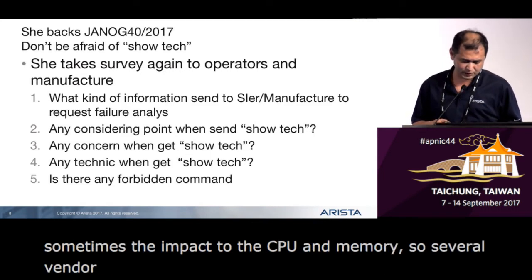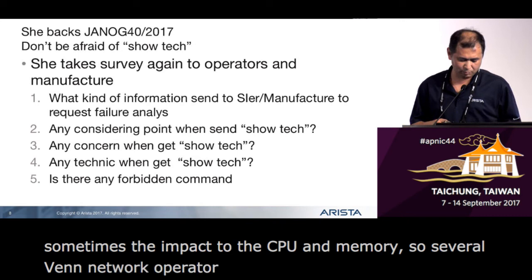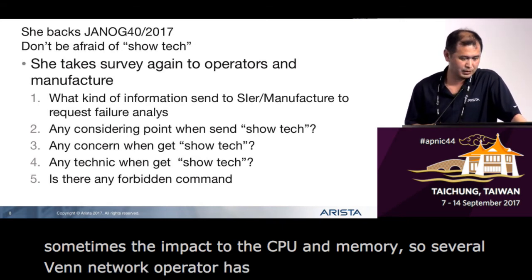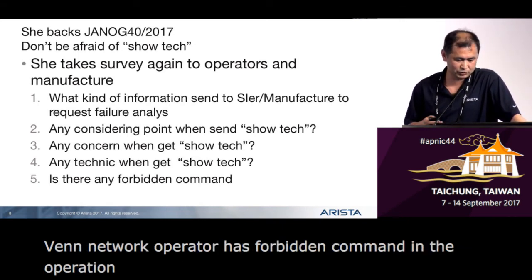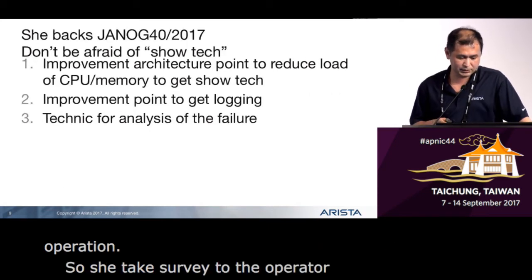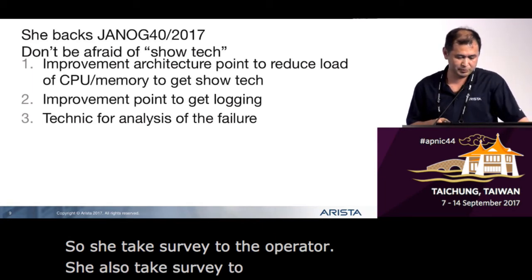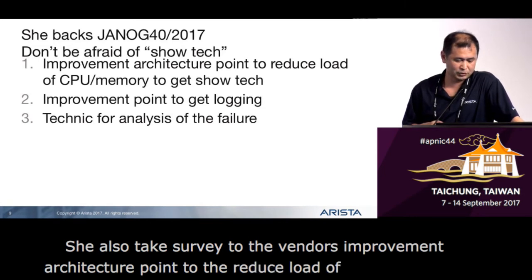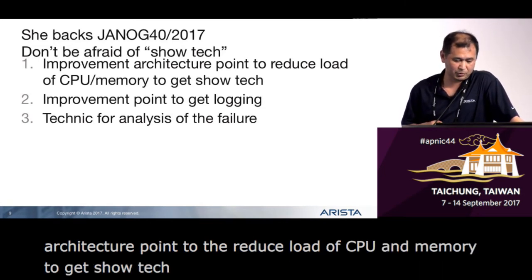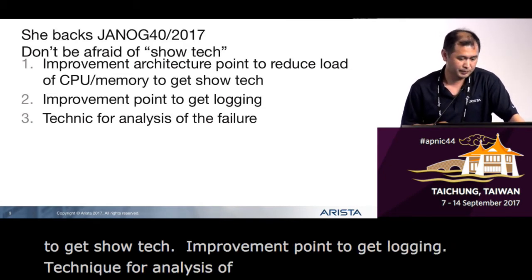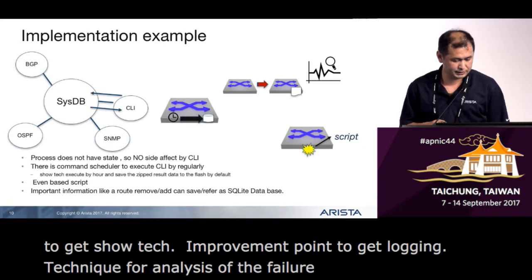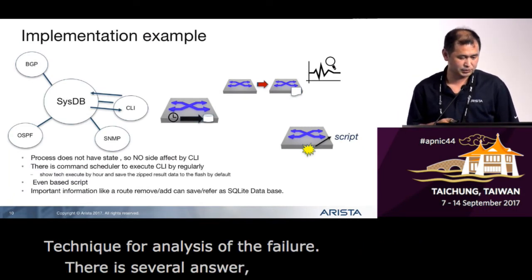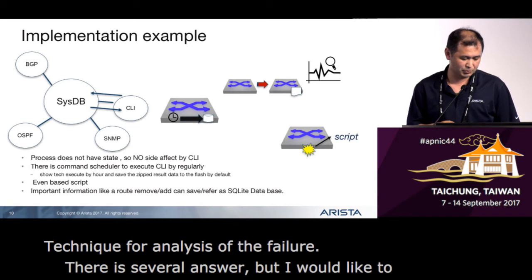So several network operators have a hidden hold-waiting command in their operation. So she surveyed the operators. She also surveyed the vendors about architecture improvements to reduce the CPU and memory load of getting Show Tech, improvements for getting logging, and techniques for root cause analysis of failures. There are several answers, but I'd like to introduce some implementation examples.